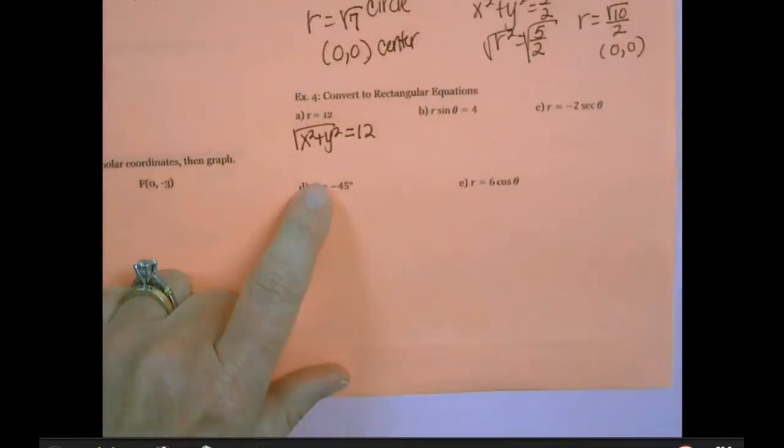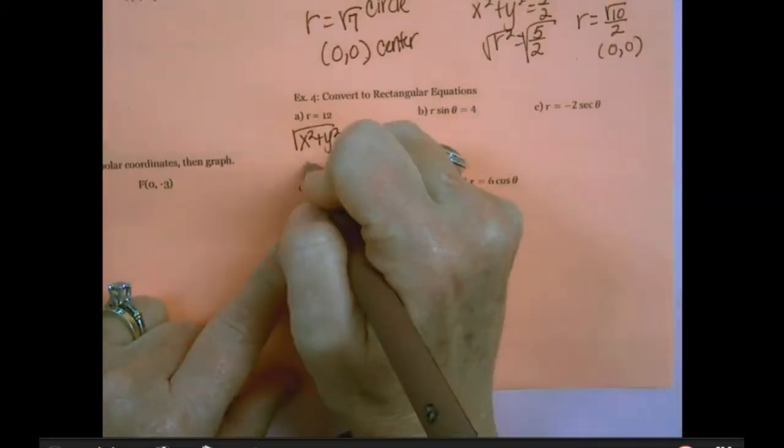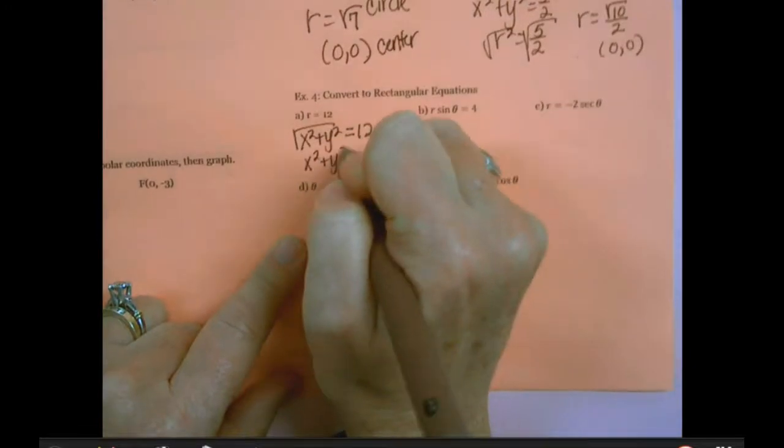I just replaced r with the square root of x squared plus y squared. It equals r squared. So I want to get rid of the square root. So I get x squared plus y squared equals 144. So now it's a circle, right? It has a center of 0 and a radius of 12.